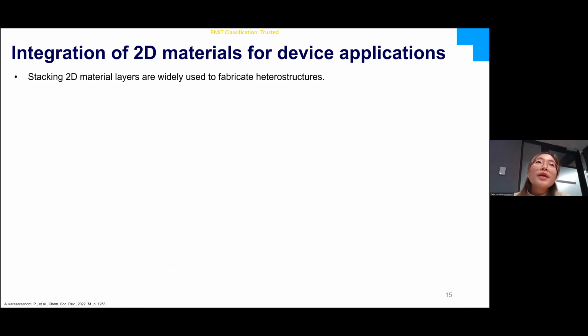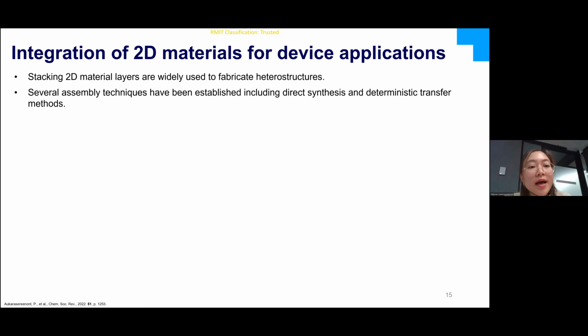Once we get those 2D materials, we can also integrate them, stacking them on top of each other to fabricate heterostructure systems that can be further used for advanced electronic applications. A lot of assembly techniques have been established and studied, including direct synthesis and deterministic transfer methods.